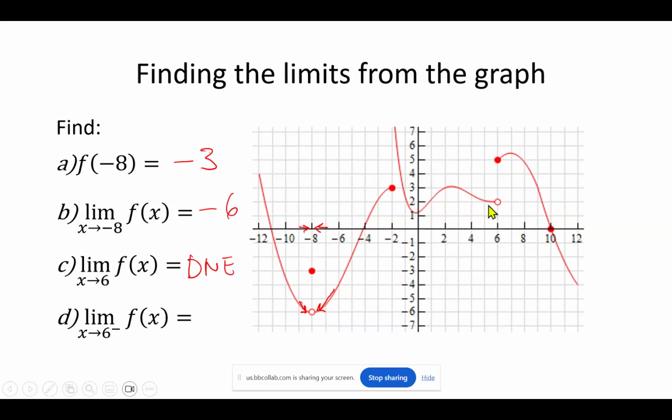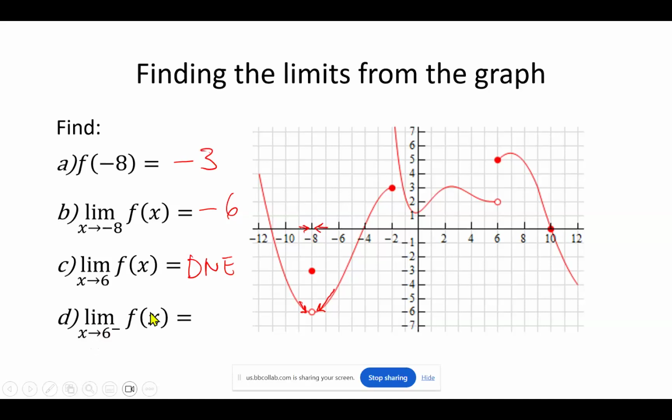So if we have different y values on the left and on the right, then the limit does not exist, which we abbreviate by DNE. In letter D, notice that there's a negative, but it's in the exponent location. So this doesn't mean -6. When you have that negative in that position, it's actually from the left. So this is a one-sided limit. When you see those signs, negative or positive, these are one-sided limits.